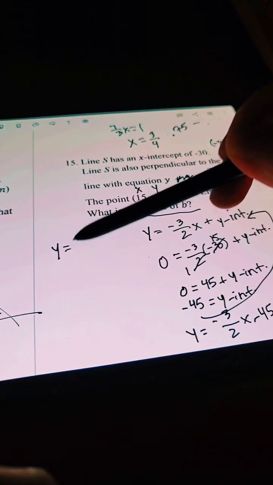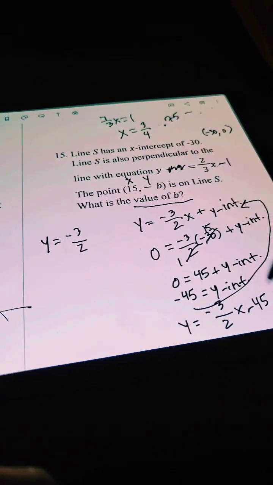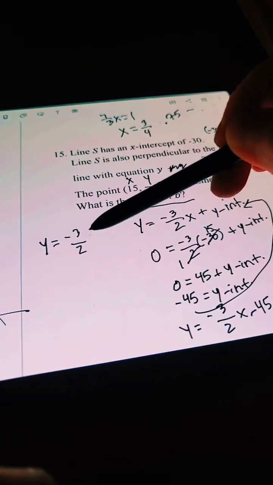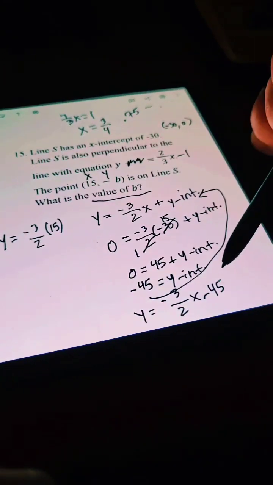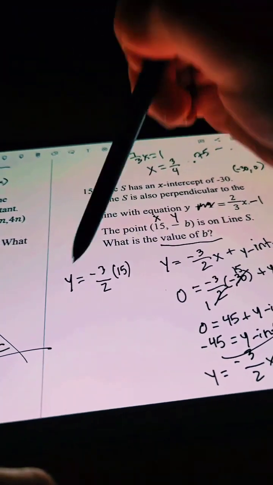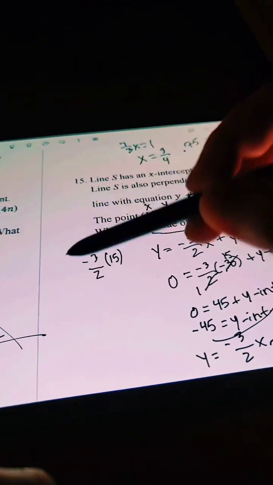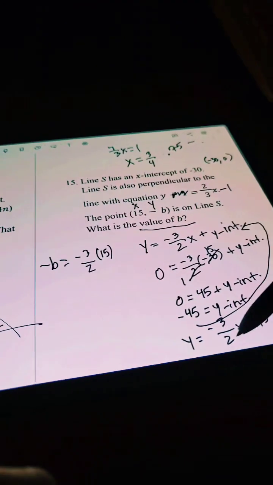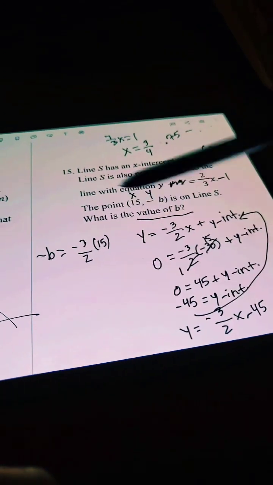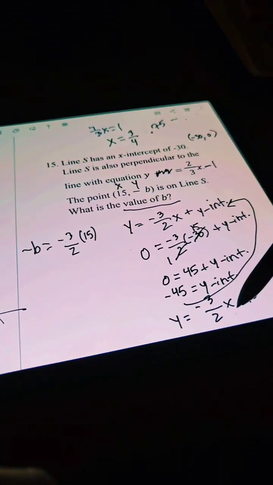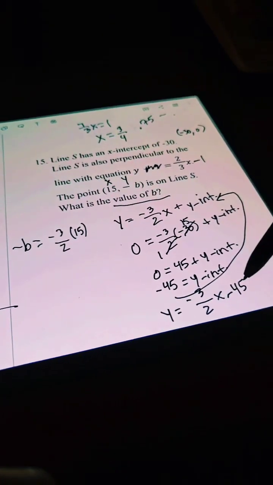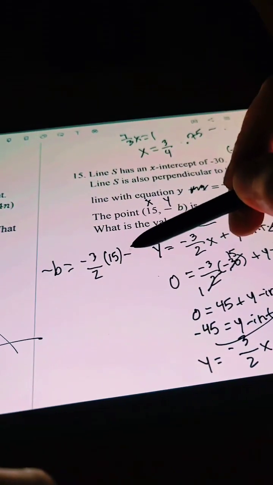So y is equal to negative 3 halves times, for x I'm going to put 15. And then, oh, sorry, I forgot to put the b in. So negative b is my y value in this equation. So I'm putting in negative b for y. Then I have negative 3 halves times whatever the x is, which is going to be 15. And then I have minus 45.